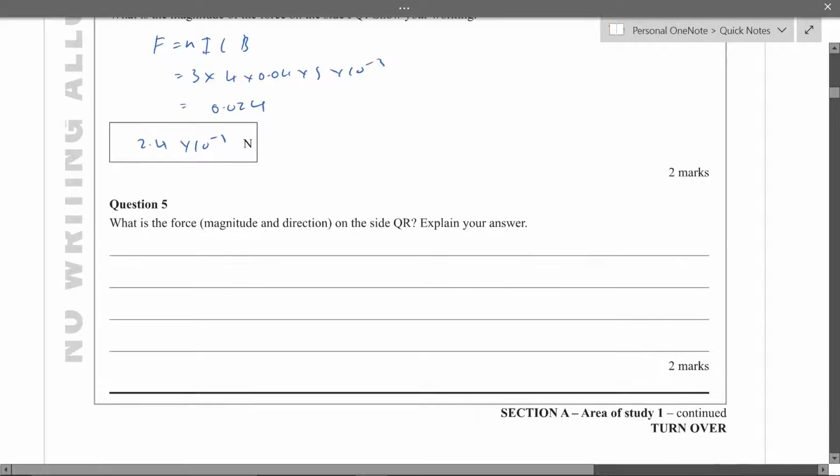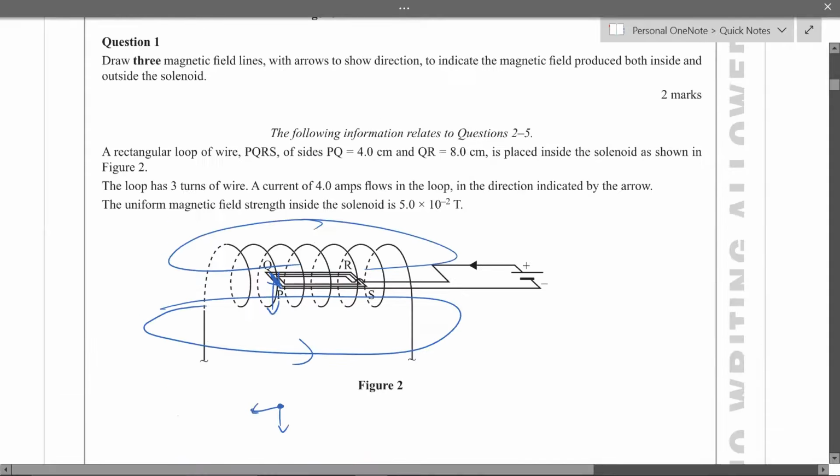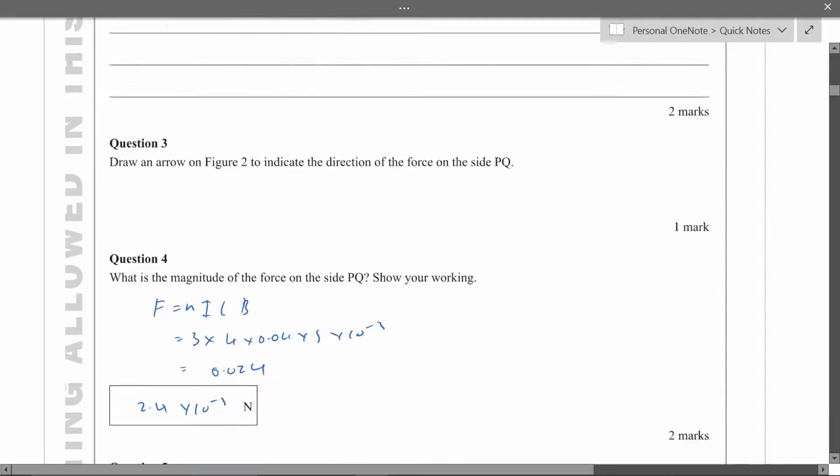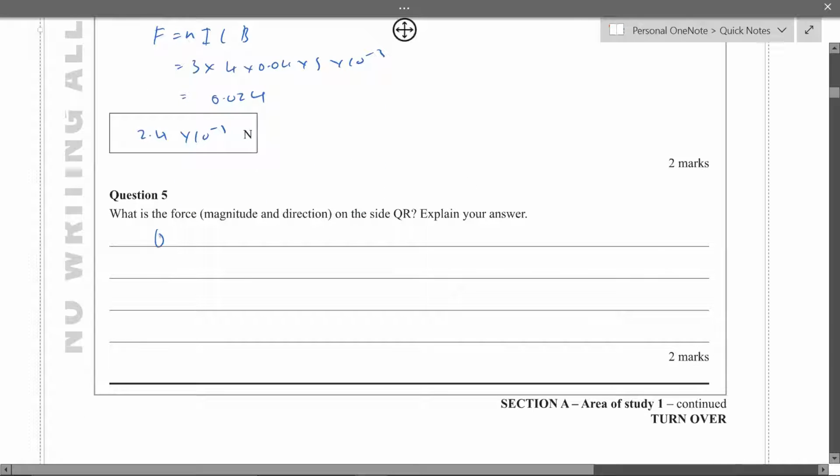What is the force magnitude on side QR? QR is this side, so again, that's parallel to the magnetic field, so it's 0. Side QR is parallel to the field.